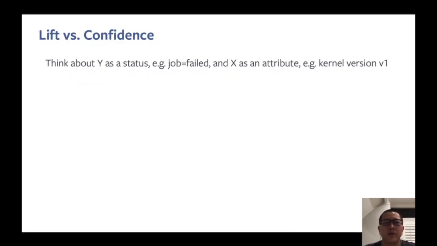So let's do a comparison between lift and a more traditional metric, confidence. Let's think about Y as a status, say the job status being failed, and X as an attribute, for example, kernel version v1. Let's first introduce support. Support is measuring that out of all the jobs that have failed, how many of them were running on machines with kernel version v1.